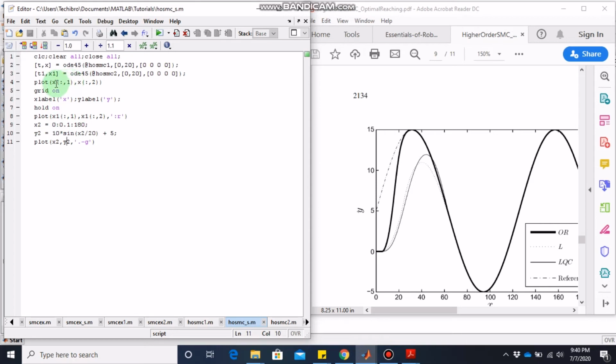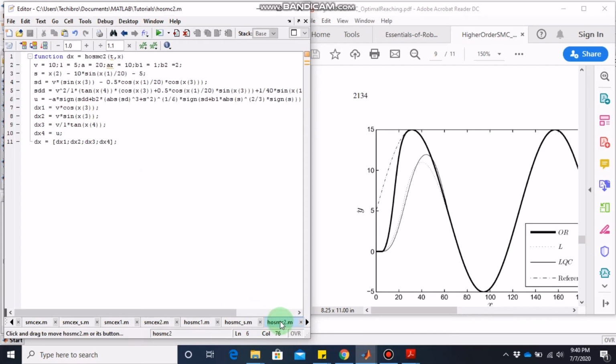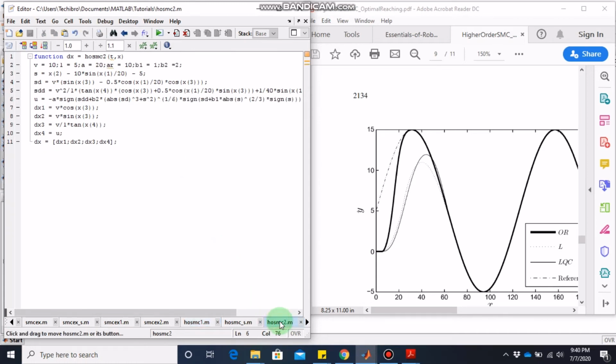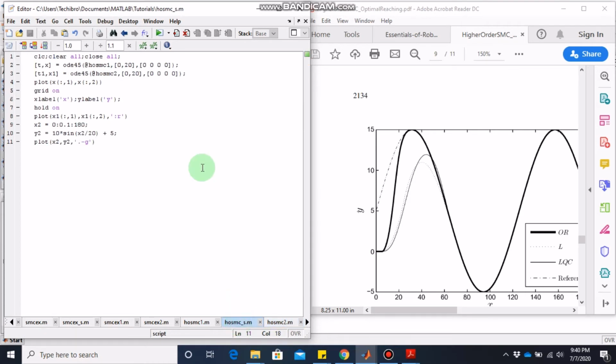This is the plot for optimal trajectory, this is the plot for Levant control based trajectory, and this is the plot of desirable trajectory. So we can run this file and get the results. This file is calling this function and the other function, the optimal control function. So let me just run this file and we shall see how the result turns up.